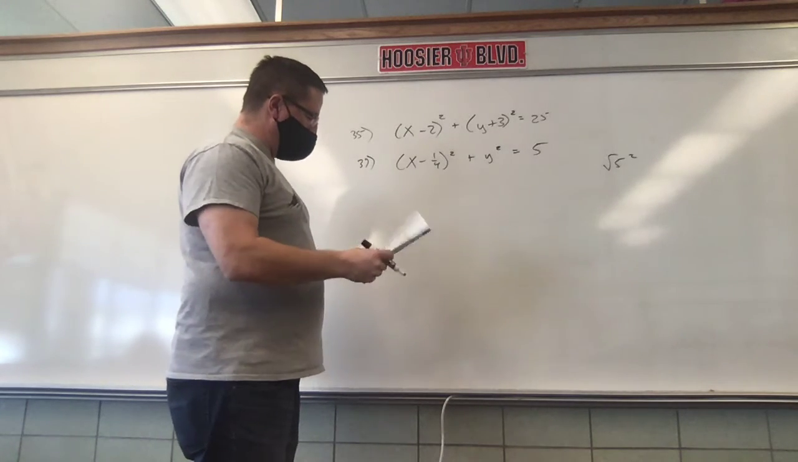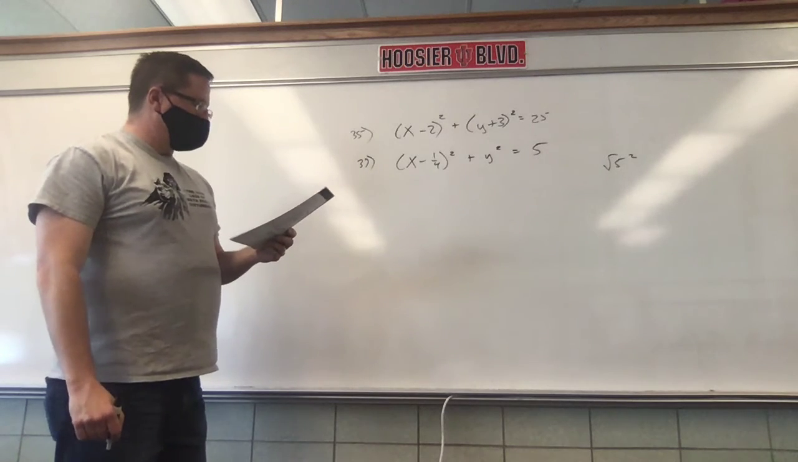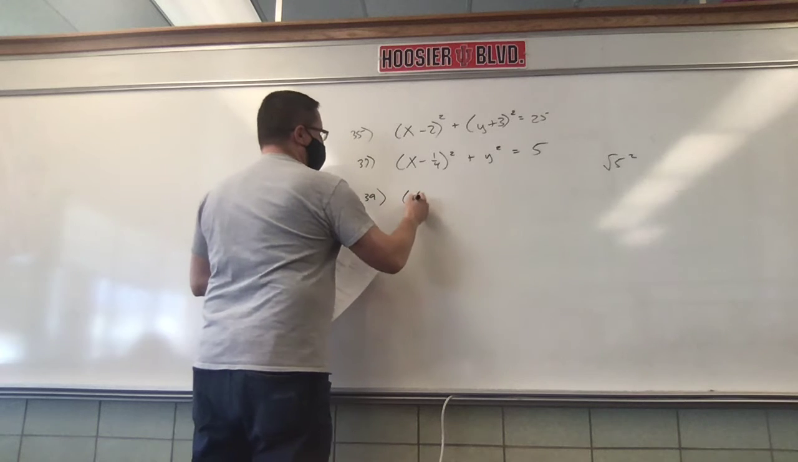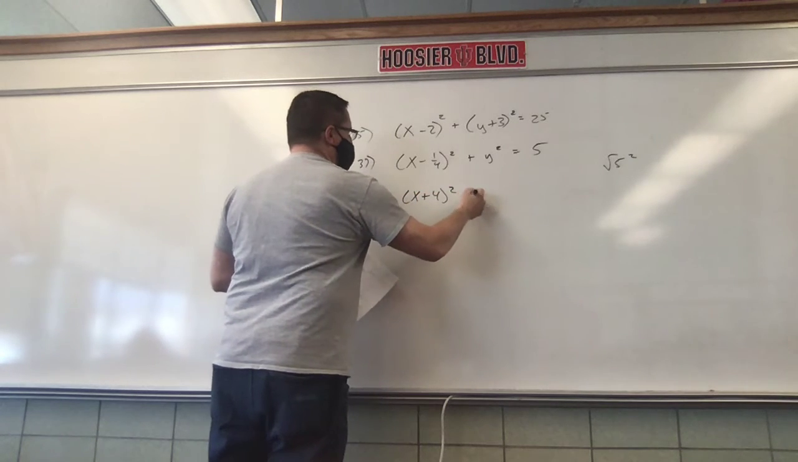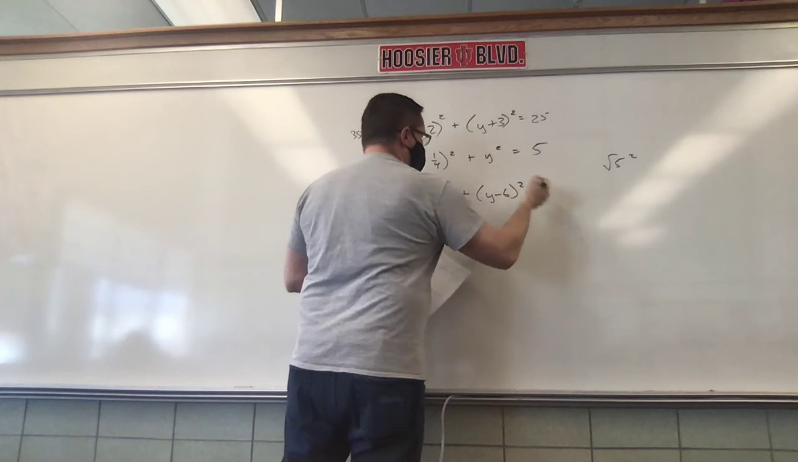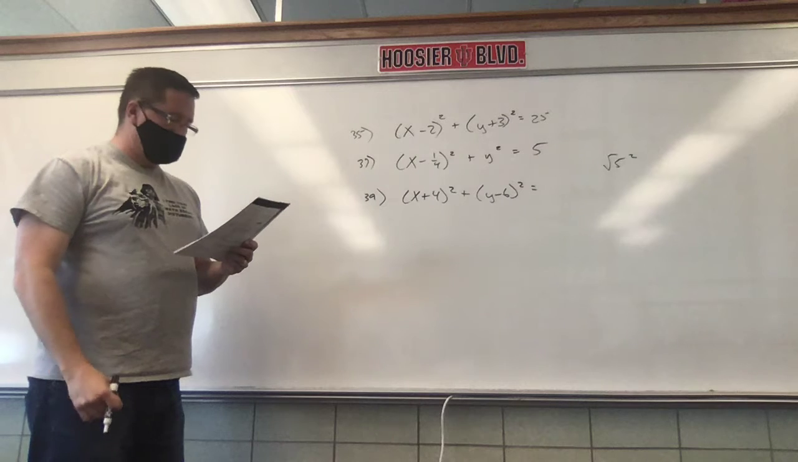Okay, number 39. This is where it gets a little bit tougher, okay? It says the center is -4, 6. That's easy enough. So -4, 6 is going to be x plus 4 squared plus y minus 6 squared equals something. We don't know what the radius is. We don't know that, okay?